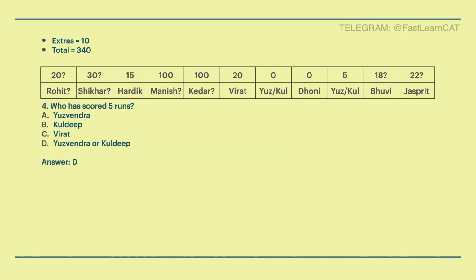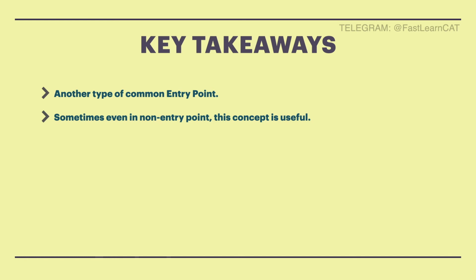The fourth question is, who has scored 5 runs? So we are not clear if Yuzvendra or Kuldeep has scored 5 runs. So the correct answer is D. Now let's move on to the key takeaways.